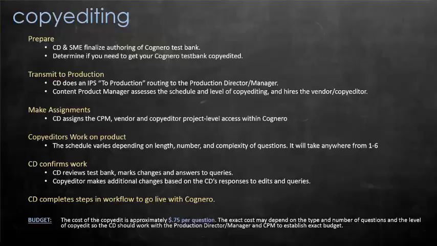The CD confirms the work. They will review the test bank, mark any changes and answers to any queries. The copy editor makes additional changes based on their responses and edits to the queries. And finally, the CD completes the steps in the workflow to go live with Cognero. The cost of the copy editing is approximately 75 cents per question. The exact cost may depend on the type and number of questions and the level of copy edit. So the CD should work with the production director, manager, and CPM to establish an exact budget.